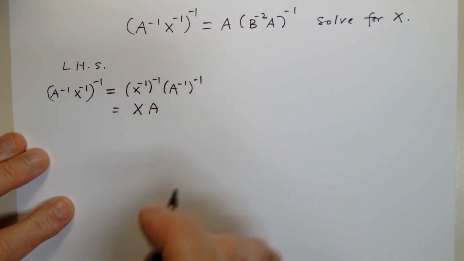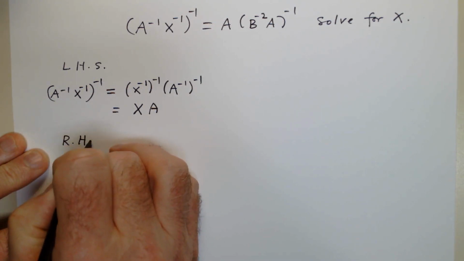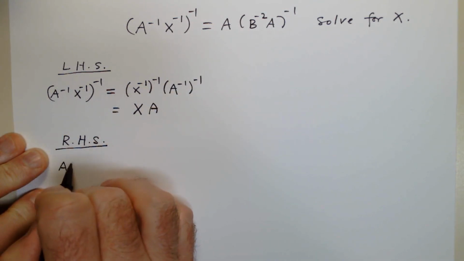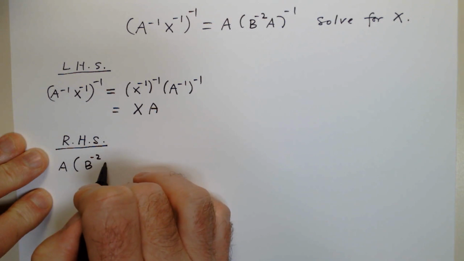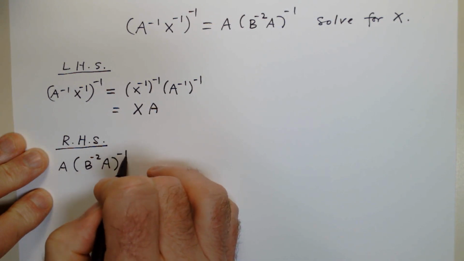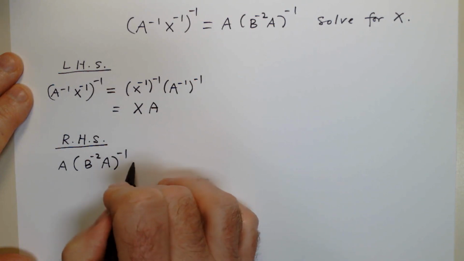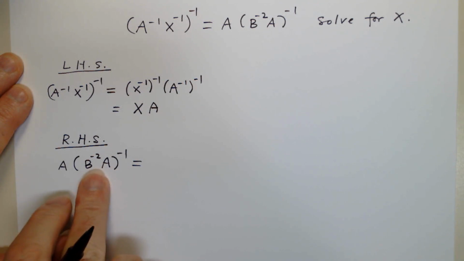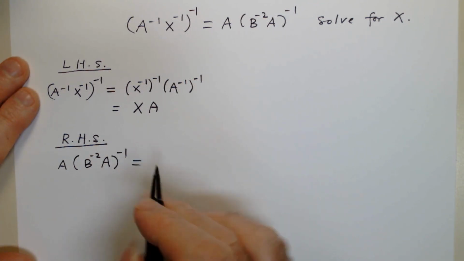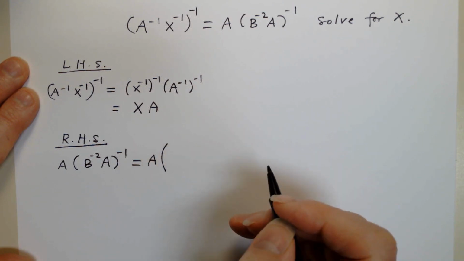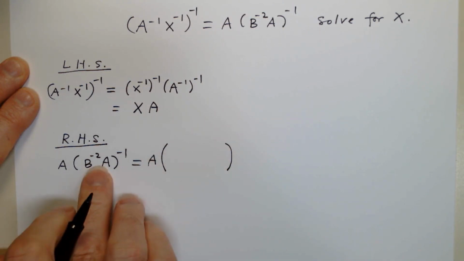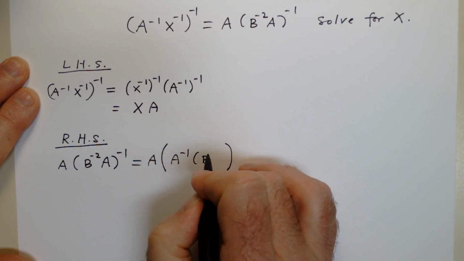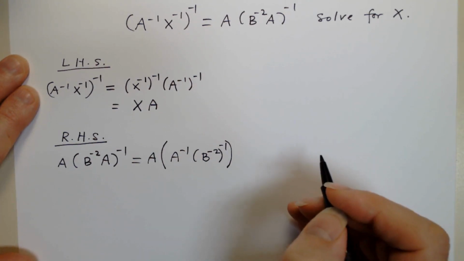Now let's do a little bit of work on this right-hand side. Again, we're presented with A times B to the minus 2 times A inverse. Now, we can use exactly the same step we did here. We can take this inverse and apply it to each of these parts, provided that we commute the multiplication. So we can write this as A times, I'm going to put some big parentheses here, inside here I'm going to have A inverse and then B to the minus 2 inverse.